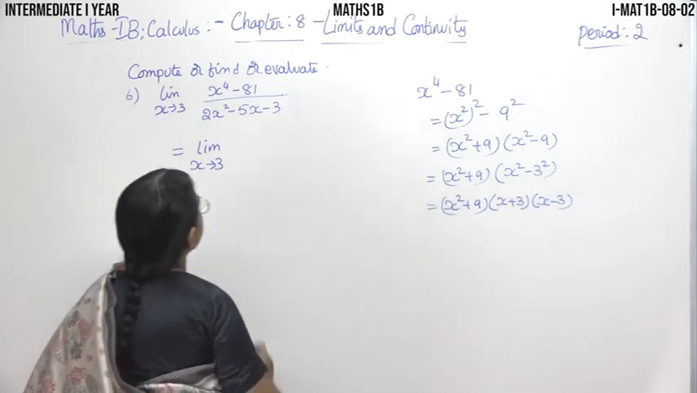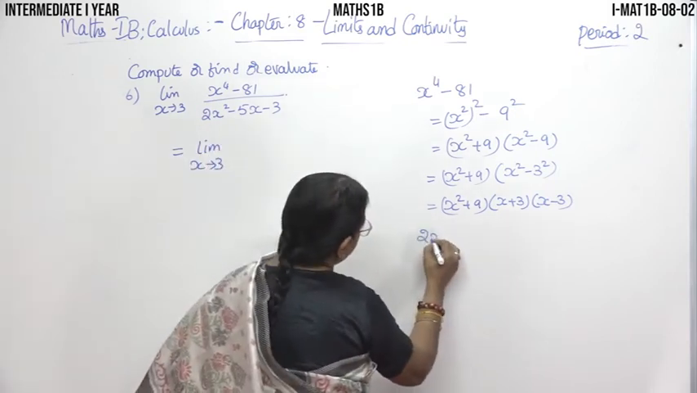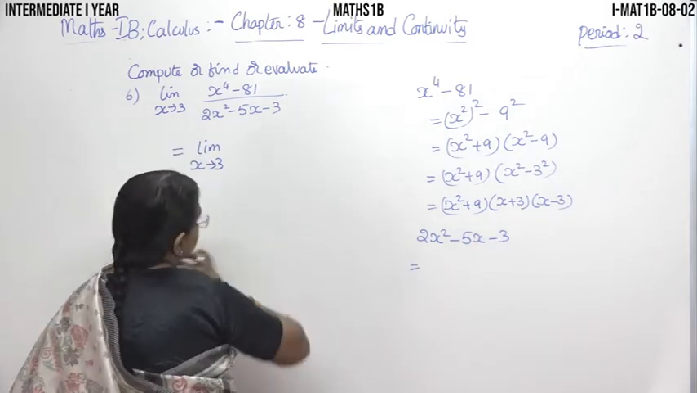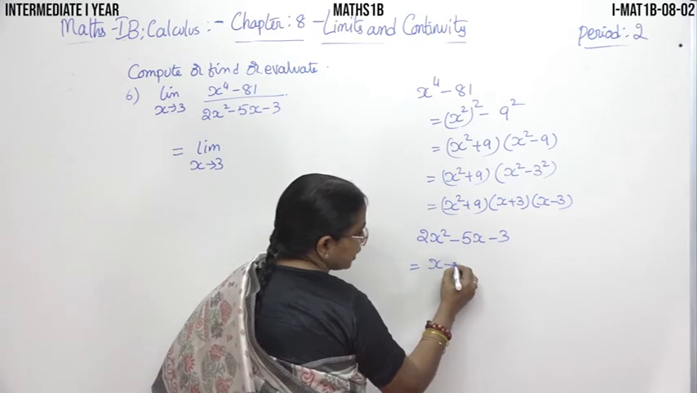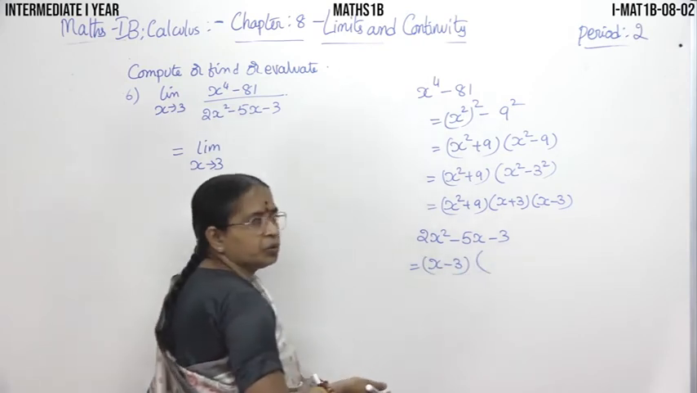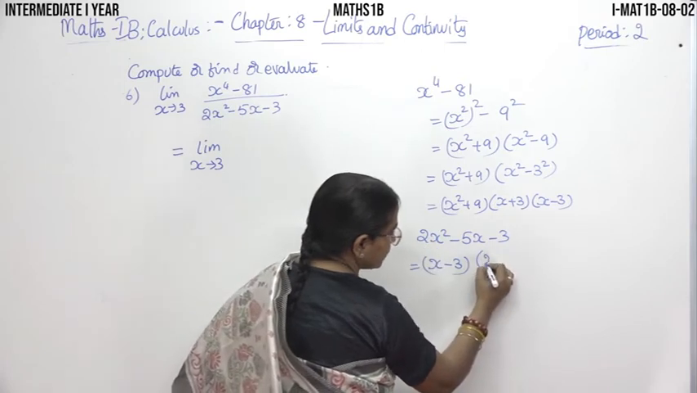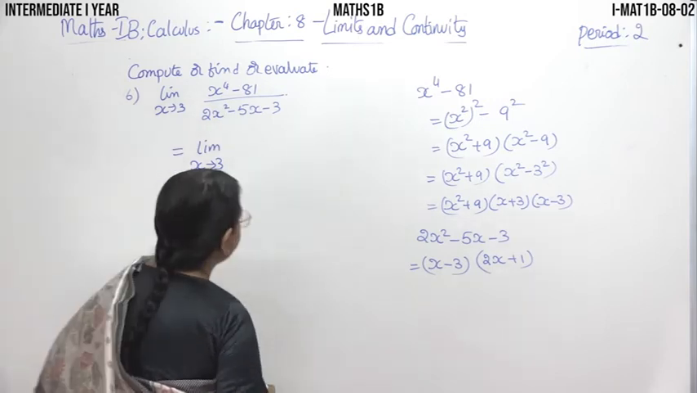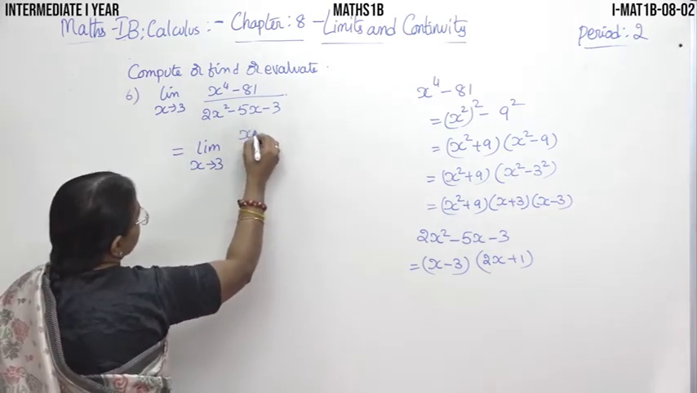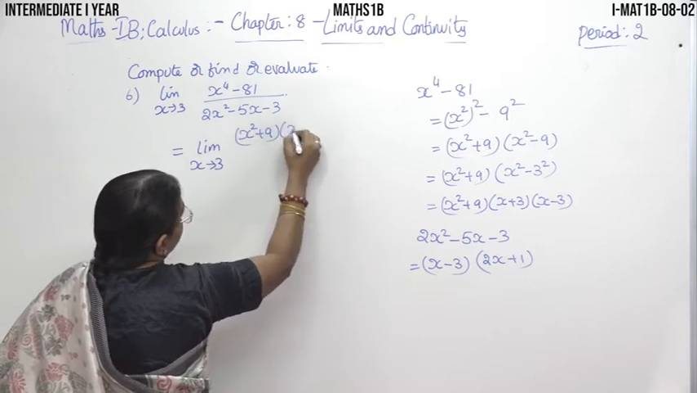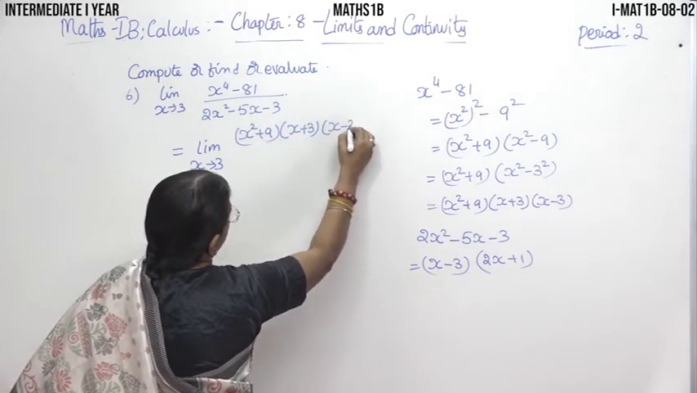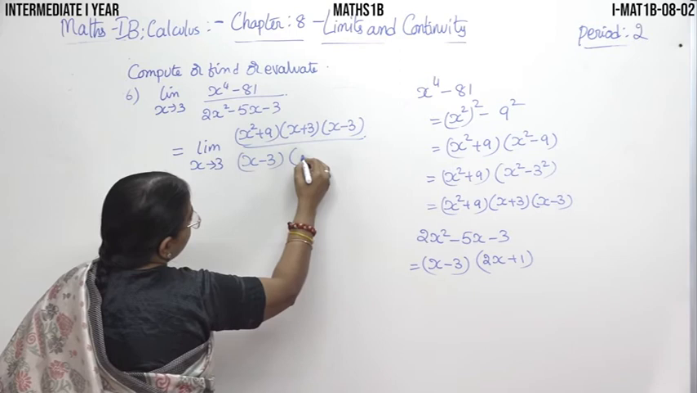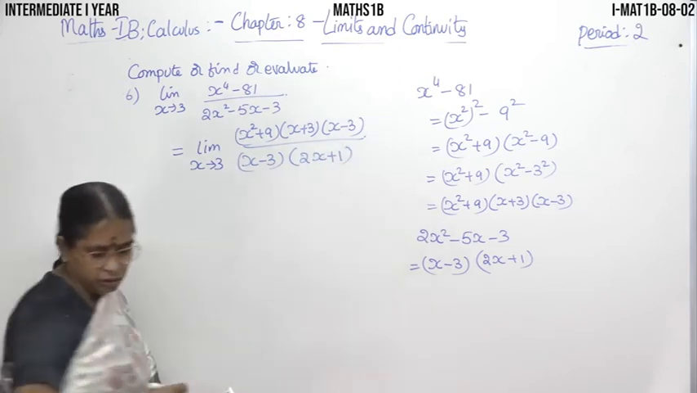You cannot further split. Now in the same way, when you take 2x square minus 5x minus 3, you have seen when you are putting x as 3, it is becoming 0. So that means x minus 3 is a factor. (x minus 3) into, you can think of the other factor. So 2x you will get and then plus 1. Yes. So now write the factors: (x square plus 9)(x plus 3)(x minus 3) by (x minus 3)(2x plus 1).